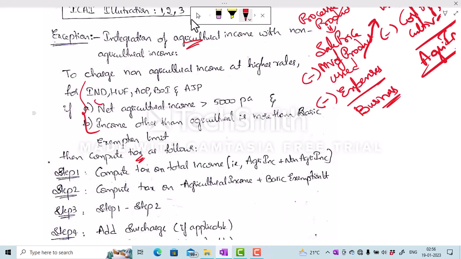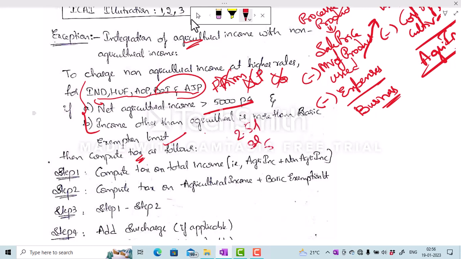So this is only for individual, HUF, AOP, BOI and artificial juridical person, not for partnership firm, not for LLP and not for company. If net agriculture income is more than 5,000 for these individuals and income other than agriculture is more than basic exemption limit. Basic exemption limit will be different for them, like 2.5 lakh or 3 lakhs, 5 lakhs. So respective basic exemption limit should be exceeded based upon the age of the individual. Then only the section will apply.